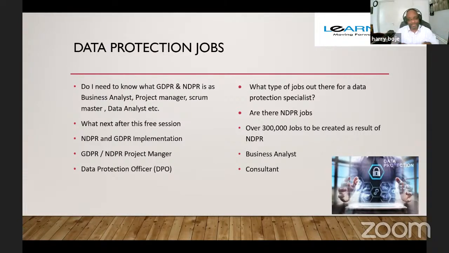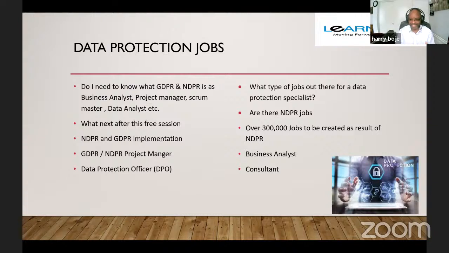And there are other jobs as well relating to data protection. For example, your GDPR business analyst, that's where I started from. You are helping the organization do what we call a gap analysis, helping them put documentation in place and all that, engaging with other stakeholders. And then you have your GDPR project manager to manage the project or their privacy program. Scrum Master as well, you get involved.